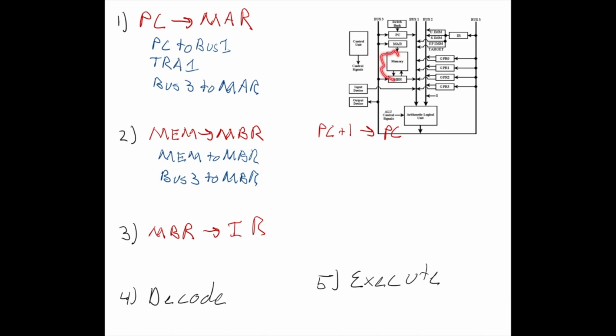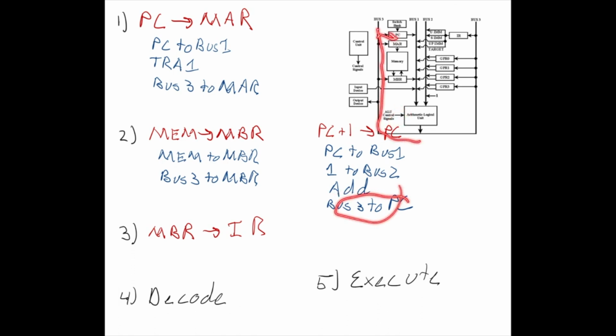Now, while the memory is busy doing that, we're going to use the ALU to add 1 to our PC. So the next time we fetch an instruction out of memory, it'll come from the next location in memory. So the switches that cause that to happen is to make sure the PC is on bus 1, turn on the 1 to the bus 2, turn on add on our ALU, and then take bus 3 and clock it into our PC.